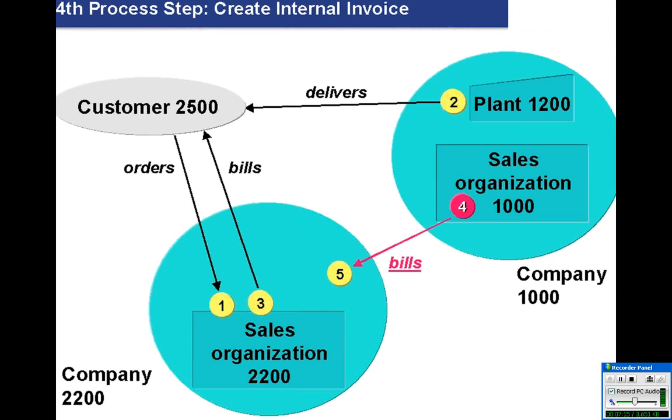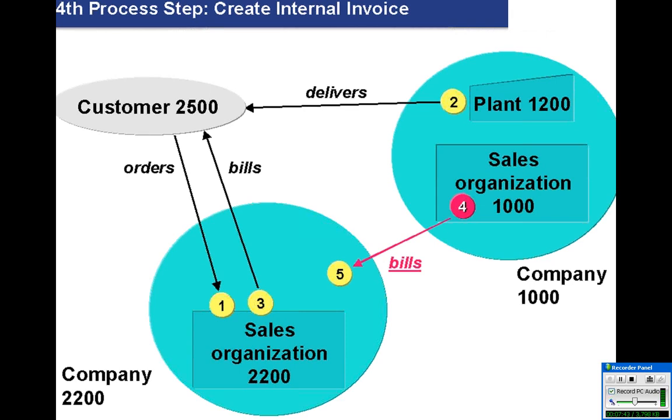Now this is the intercompany invoice, which is issued by sales organization 1,000 to sales organization 2,200. Now in this case, which sales org is acting as a customer and which is acting as a vendor? Correct. So we'll have to map sales org 2,200 to some customer code in the system.